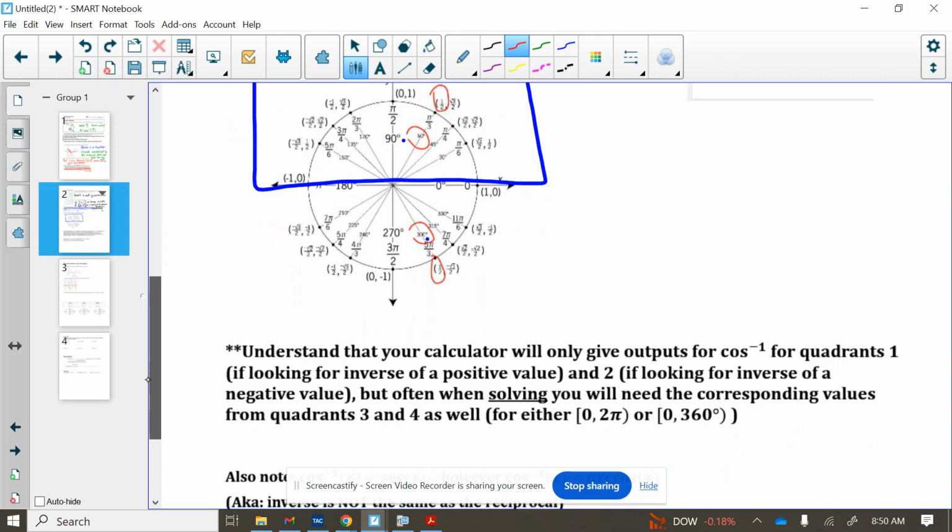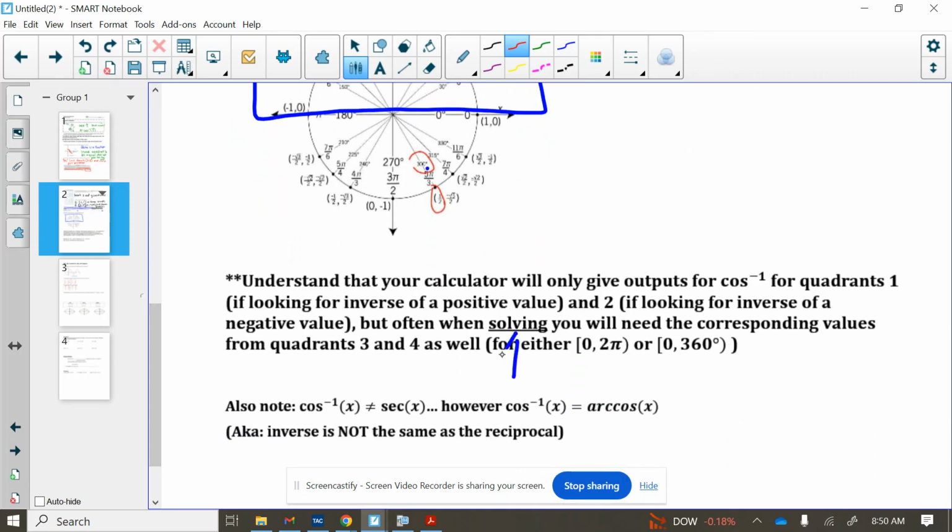However, we know when it comes to actual solving, and we are going to see later on in activity 20, that's when we would also include values from quadrants 3 and 4 as well. But our calculator is only going to give you the output answers for quadrants 1 or 2, if we're looking for the negatives.